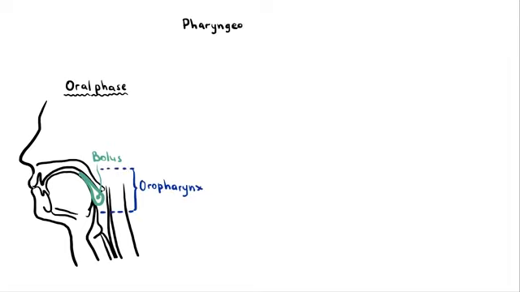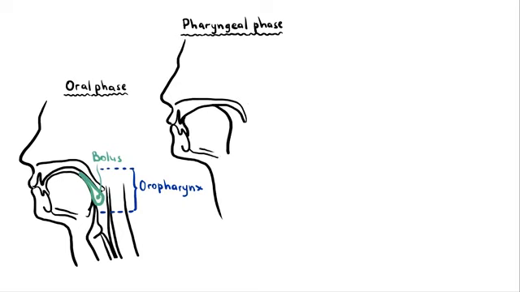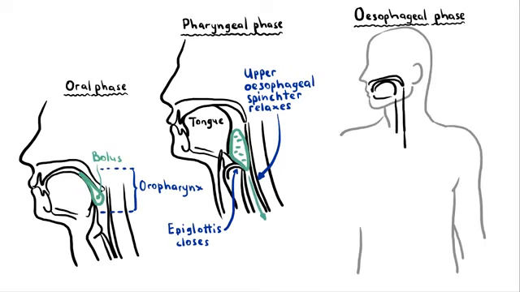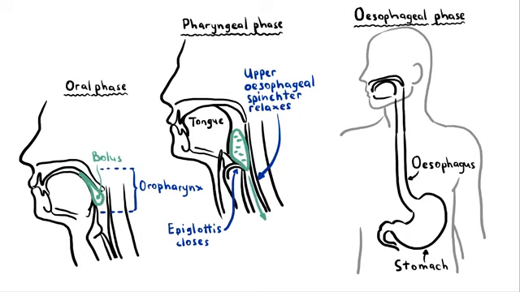During the pharyngeal phase, the tongue covers the oropharynx and the epiglottis closes the airway, and the upper esophageal sphincter relaxes, allowing the food, the bolus, to move into the esophagus. During the esophageal phase, the esophagus, including the lower esophageal sphincter, relaxes to receive the bolus.